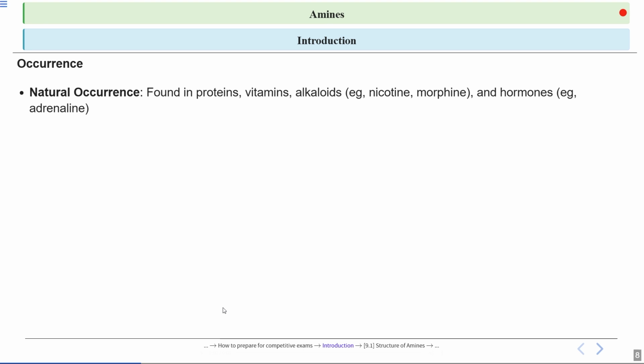So see, amines occur naturally in many important biological molecules. They are found in proteins, which are essential for building our bodies, as well as in vitamins, alkaloids like nicotine and morphine, and hormones such as adrenaline. So this shows that amines play a key role in both plant as well as animal life.